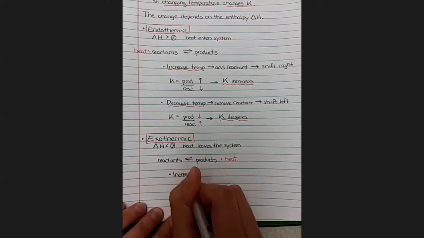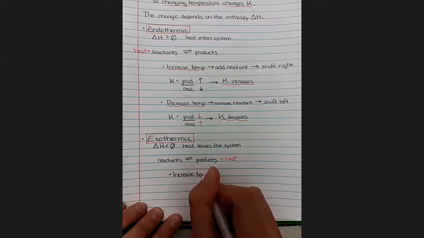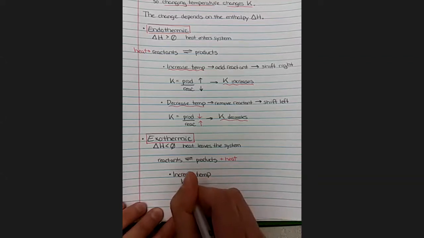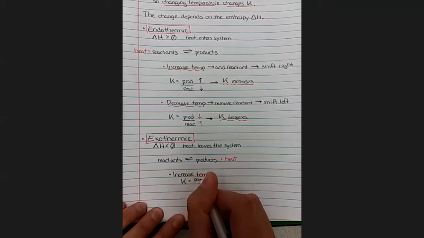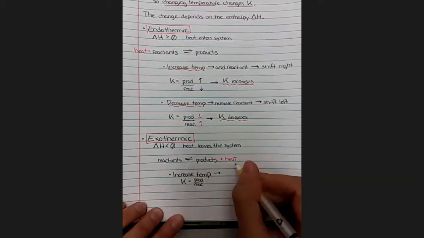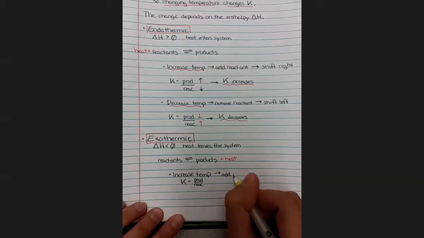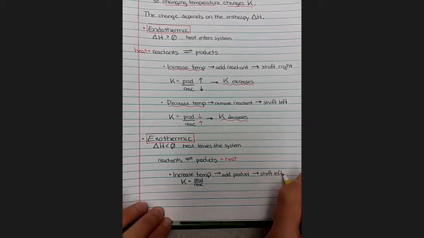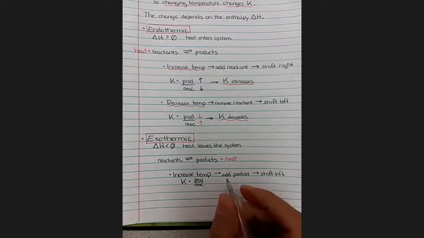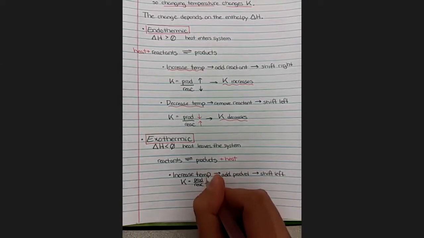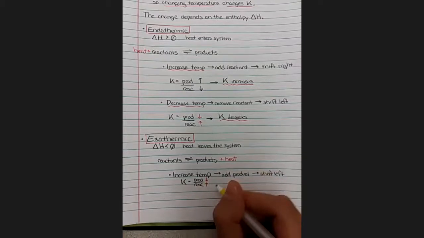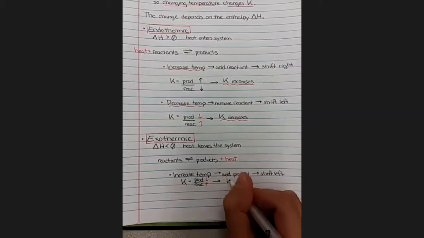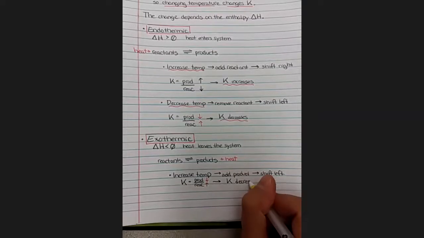And now we can look at what happens when we change the temperature. If we increase the temperature, we'll write a little smaller so we can still fit everything. If we increase the temperature, it is like adding a product. Adding a product causes our balance beam to shift towards the left. If we shift towards the left, the reactants are going to increase and the products are going to decrease. And that means our K value is going to decrease.